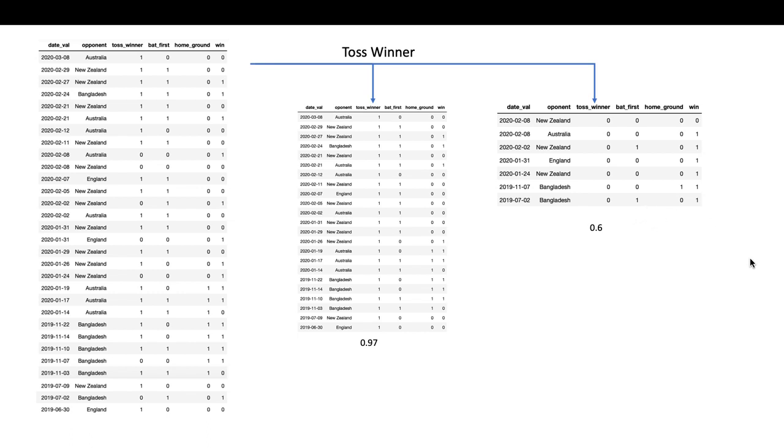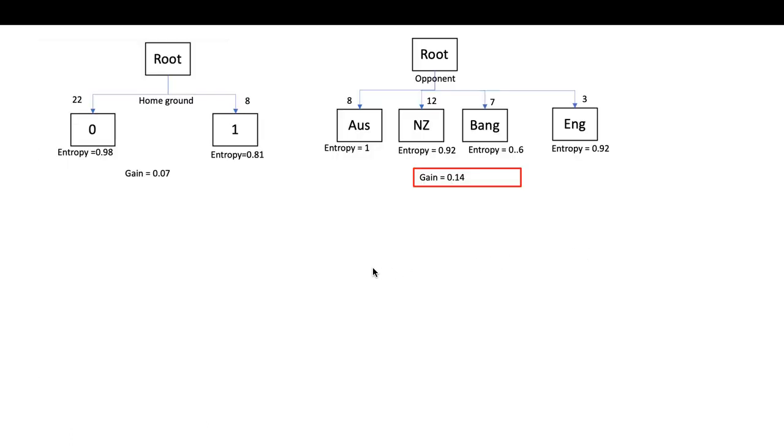So you can see here the entropy is quite less, and the gain is 0.12 here. Similarly, we can consider two other scenarios. If you consider home ground, the entropy gain is 0.07, and if you consider the opponents, it is maximum now, 0.14. Of all the four gains, this is the maximum.